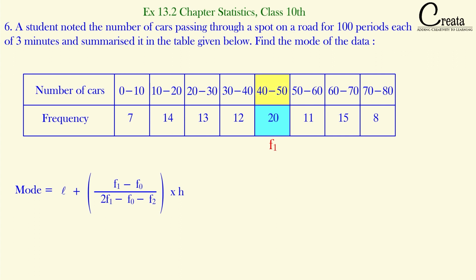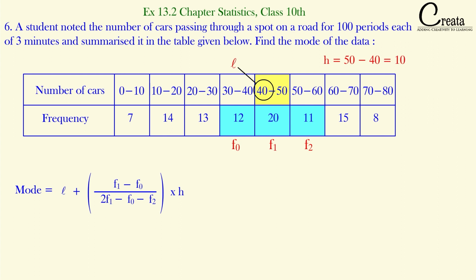And what are F0 and F2? F0 is the frequency before our modal class frequency and F2 is the frequency after the modal class frequency. So F0 is 12 and F2 is 11. Next, let's find the value of L, which is the lower limit of the modal class. This is the modal class and the lower limit of the modal class is 40. We got L as 40. Next, let's find the class interval, which is H, upper limit minus lower limit. 50 minus 40, it is 10. We got the value of H as 10.